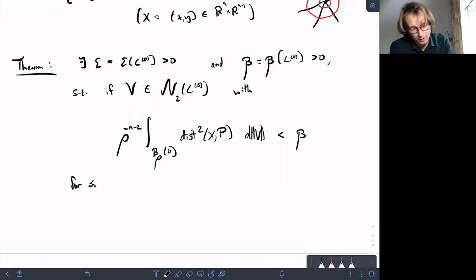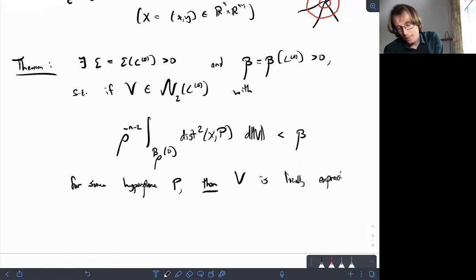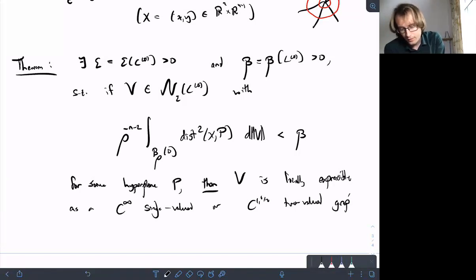For some hyperplane P, the conclusion is that over P, locally either V is given by a single-valued smooth function or a two-valued C^{1,α} function. Then V is locally expressible as a C-infinity single-valued function or a C^{1,α} two-valued graph over P.